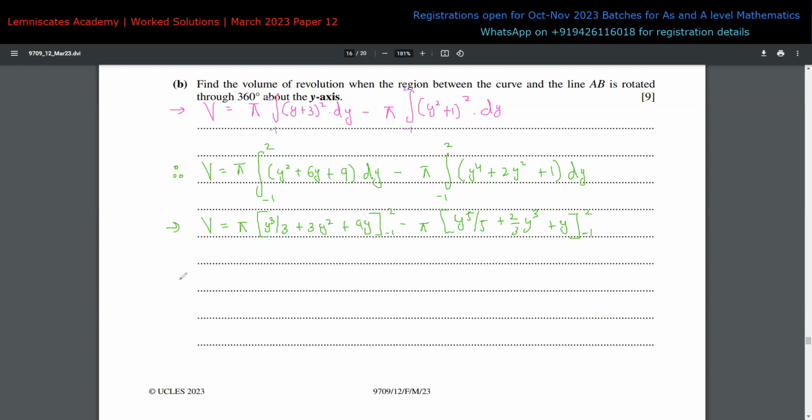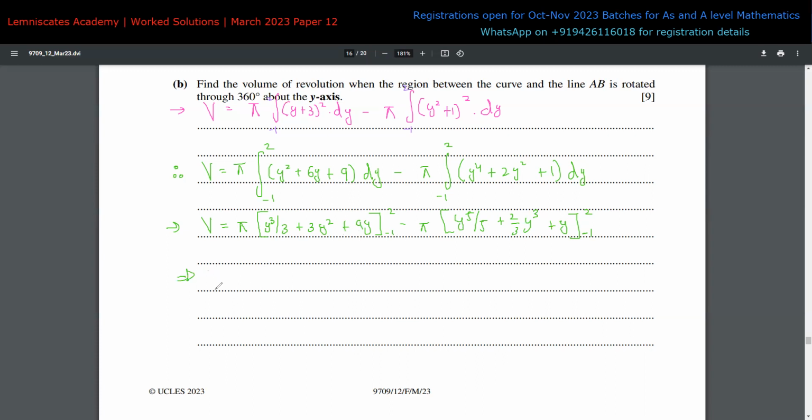Now, simply if you solve this on the calculator, you will get the final value of V. You can just cross check that. I'm not going to do that calculation. You just need to substitute the value of 2 over here, then subtract the value at -1, all right? And then do it again for that part. Substitute 2 first and take away the values of -1. And you will get the outputs of the first part and the second part.